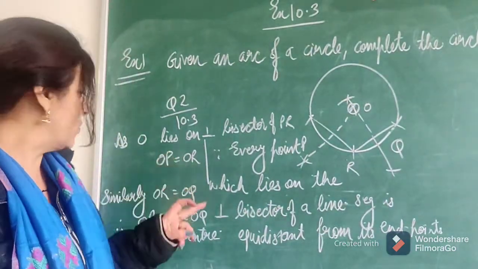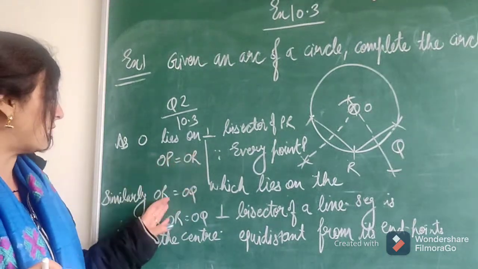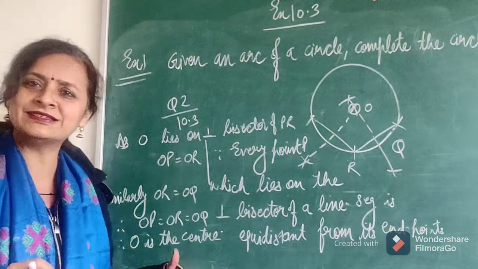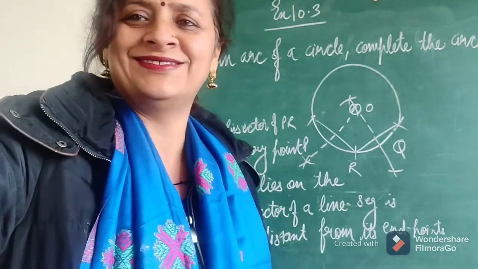because every point which lies on the perpendicular bisector of a line segment is equidistant from its endpoints. So OP is equal to OR. Similarly, OR is equal to OQ. It means OP is equal to OR is equal to OQ. That means O is the center. In this way, we can find the center of a circle.